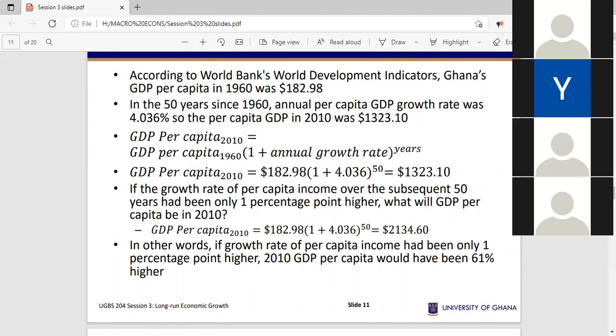So these are some of the predictions. According to the World Bank, we had $182. It means when we share our GDP at that time, each individual is supposed to get $182.98 if we should share it. Based on this amount, we are going to make a prediction 50 years from now. So 1960 plus 50 years, I'm expecting 2010, right? Yes, we'll be in 2010.